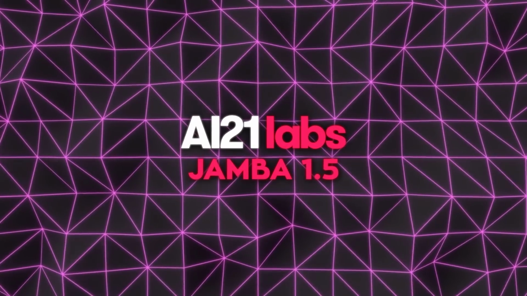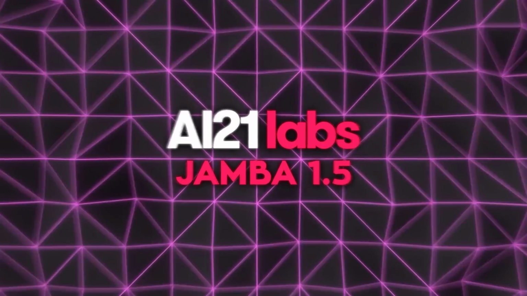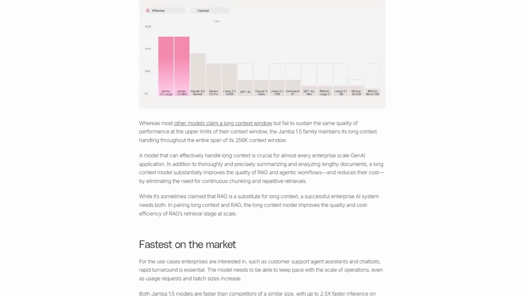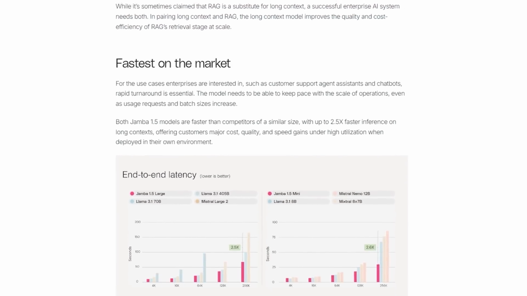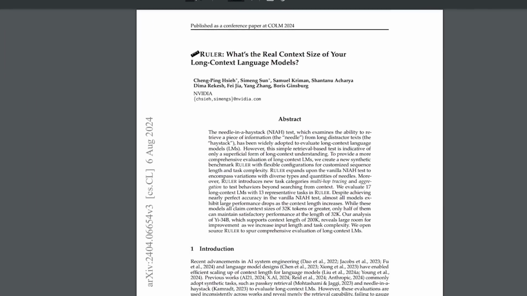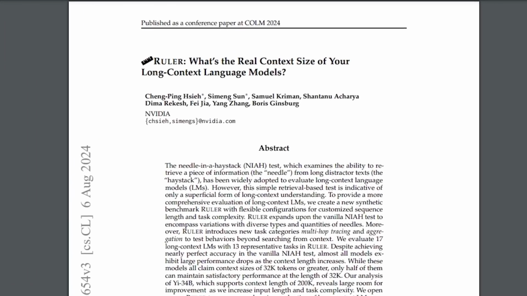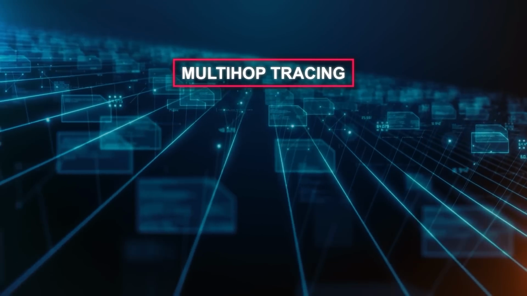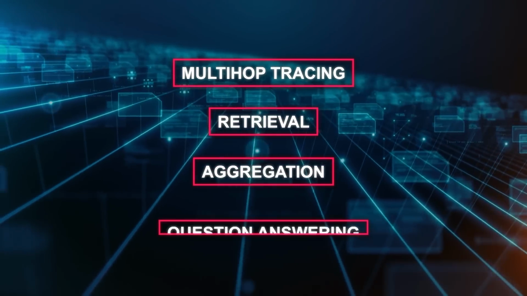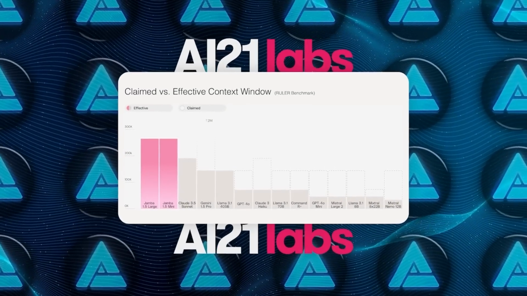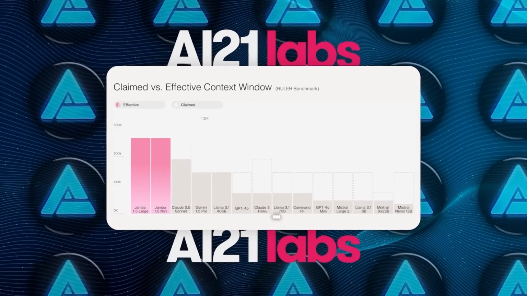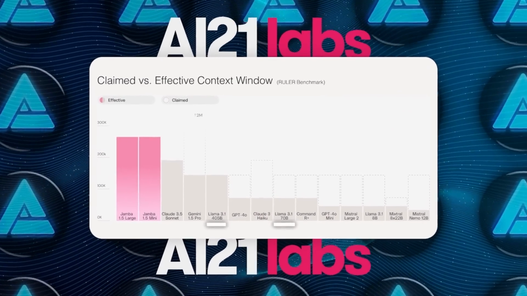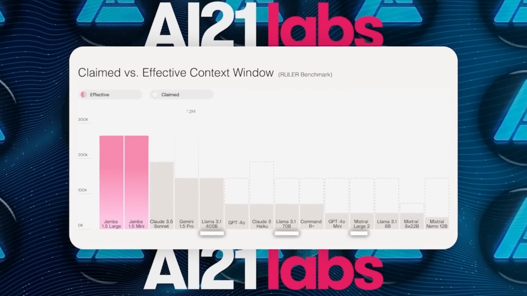Now, you might be wondering, how do these models actually perform? Well, AI21 Labs didn't just hype them up, they put them to the test. They created a new benchmark called Ruler to evaluate the models on tasks like multi-hop tracing, retrieval, aggregation, and question answering. And guess what? The Jamba models came out on top, consistently outperforming other models like Llama 3.1 70B, Llama 3.1 405B, and Mistral Large 2.